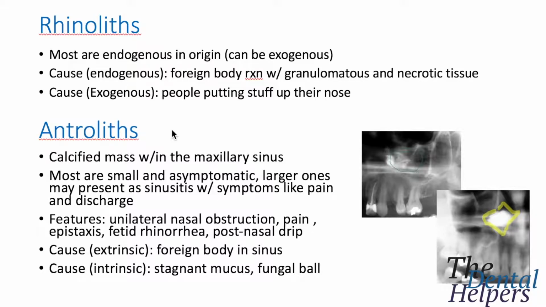Your antrolith, on the other hand, is a calcified mass within the maxillary sinus. So if we look at this image right here, we see the maxillary sinus, same thing, where we have this kind of mass that sits there.